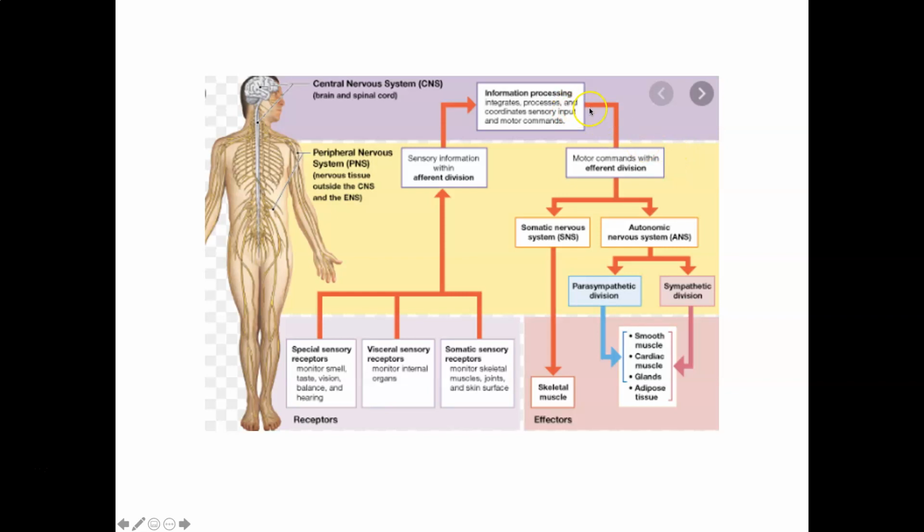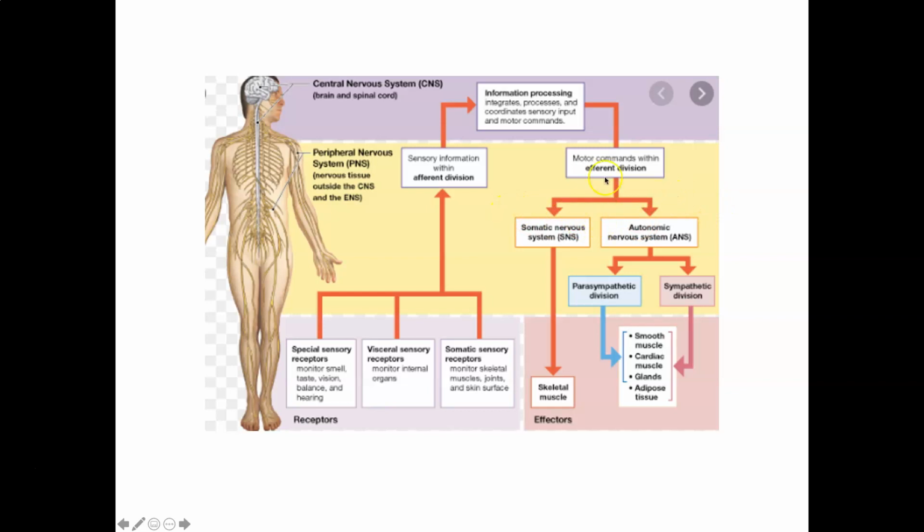And then the brain says, okay, here's what we're going to do. And it sends these commands out through the peripheral nervous system. And you have your autonomic piece of that, and you have your somatic piece of that. And as you come down through the autonomic, you have parasympathetic and sympathetic that are controlling smooth muscle, cardiac muscle, glands, adipose tissue. Whereas your somatic nerves are controlling skeletal muscle. So this is really what we're talking about here.